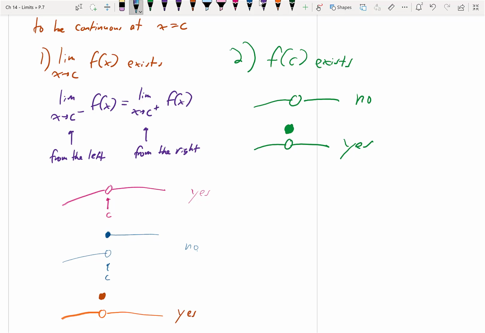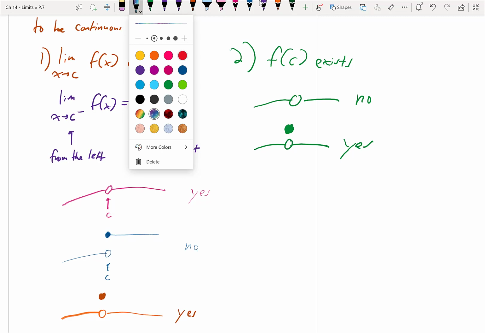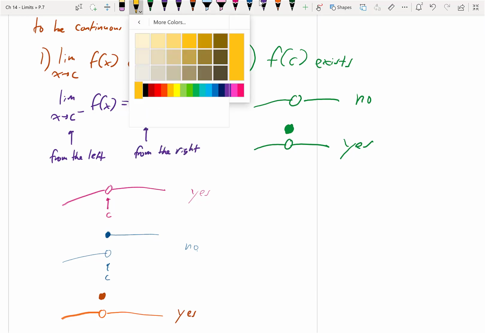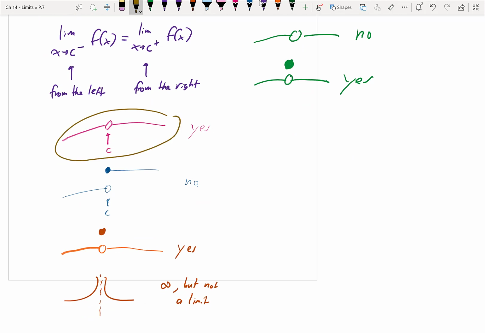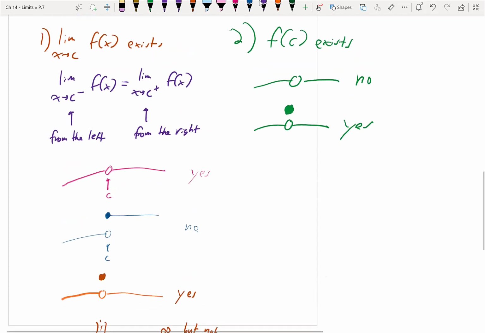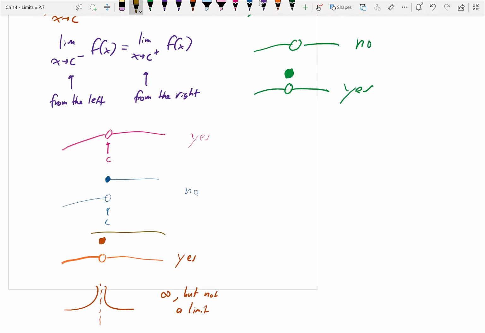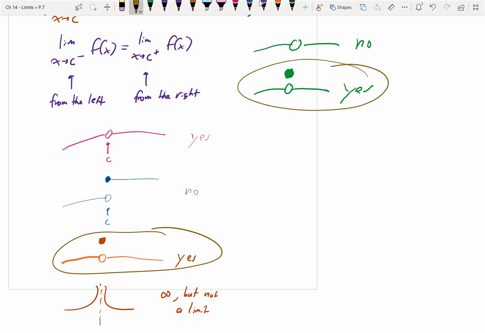Okay, third case. Can you predict what this is going to be? No. The limit exists and the function value exists. I'll give you a hint. This is where the limit exists, but the function value does not exist. This is where the limit exists and the function value exists, but it's not continuous. I said yes here, the limit exists, and yes here, the function value exists. But the third condition is going to make it so that it violates the third condition of continuity.